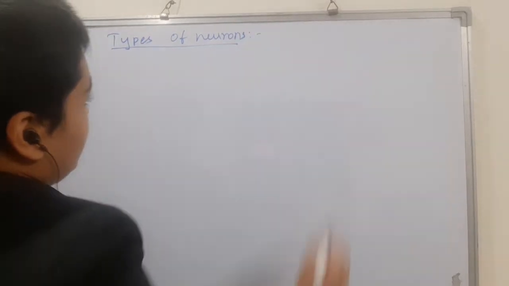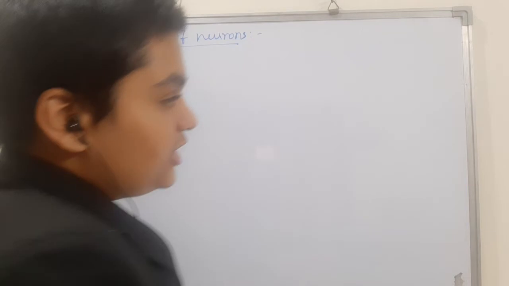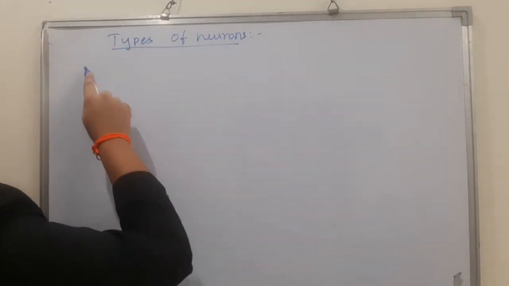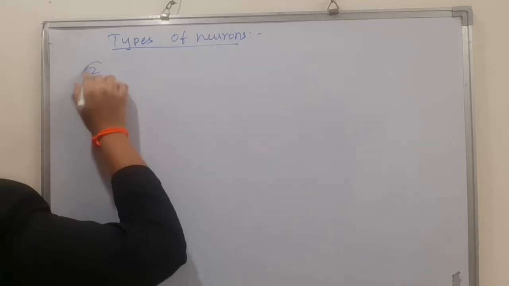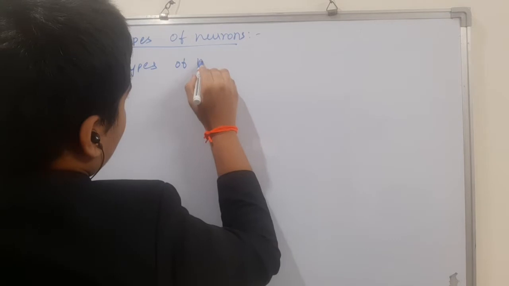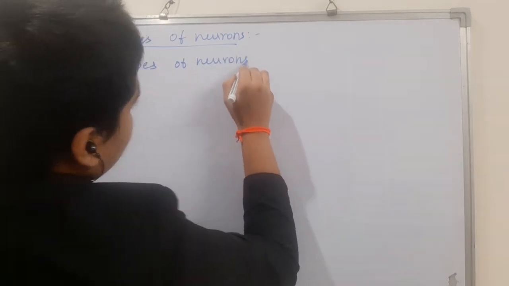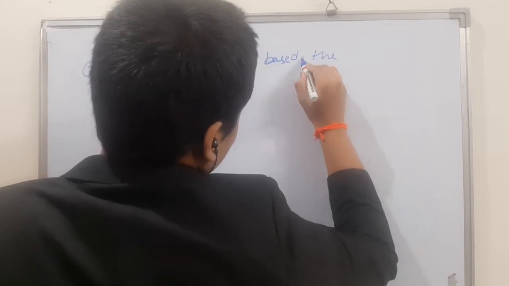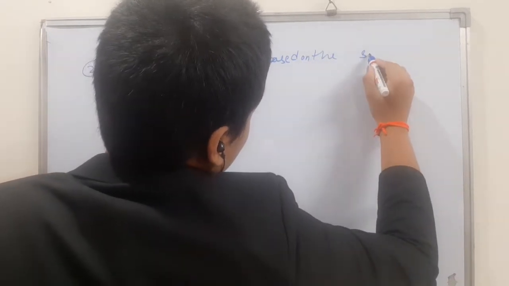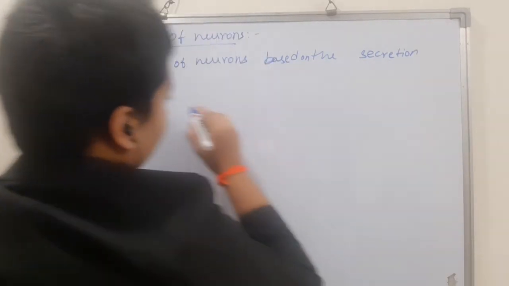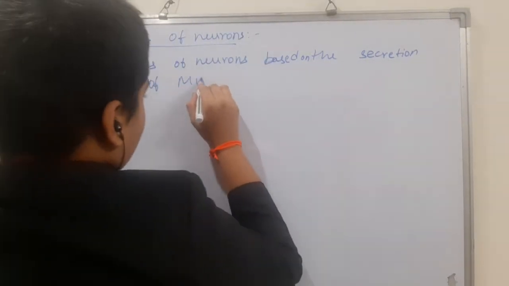Put the side heading types of neurons and start making the notes. Types of neurons. There are generally two types of neurons, based on the secretion of myelin sheath.